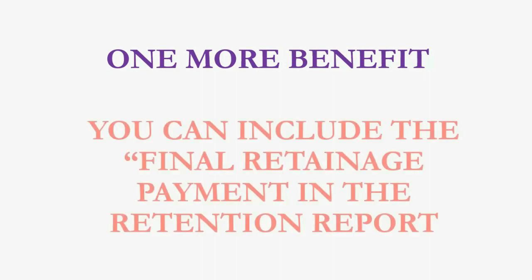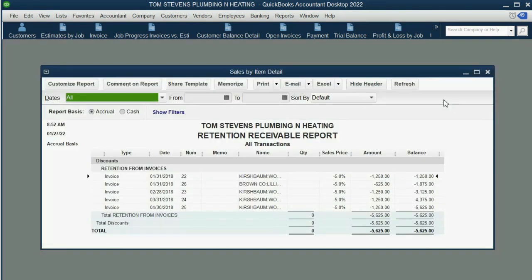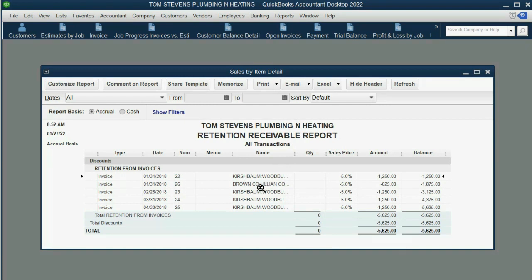And one last benefit to using this method, you can include the final retainage payment in the retention report. You just have to filter it the right way. If I open the retention report, it only shows the item of retention itself. It doesn't include the last payment retention item that we just created. And the basic retention report includes all clients. But let's filter it down for just Lillian Court and add the final retention payment item and see what this report looks like.